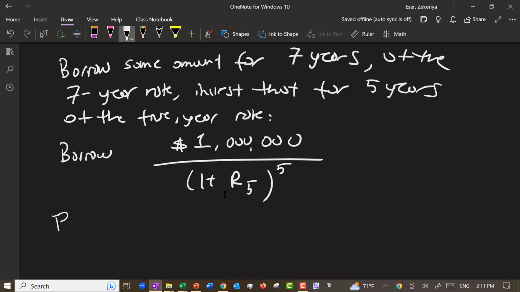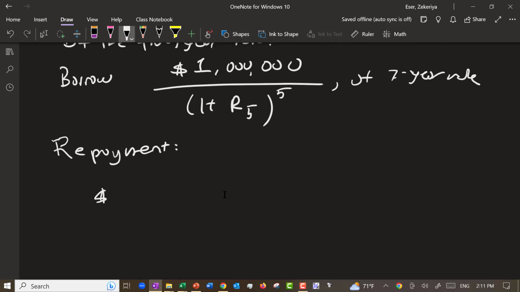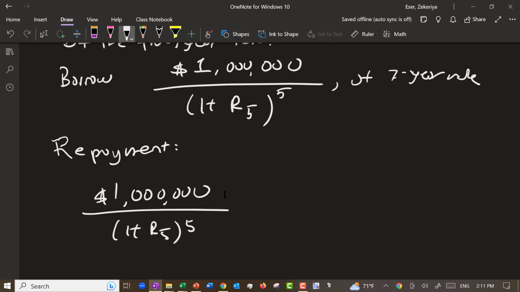But I'm borrowing that at the 7-year rate. That means repayment is going to be 1 million divided by (1 plus R5) raised to the power 5. That's how much I borrowed, but I borrowed that for 7 years at the 7-year rate. Okay.